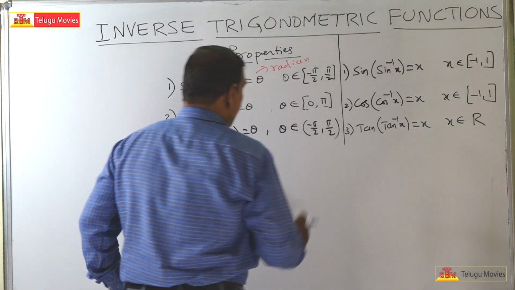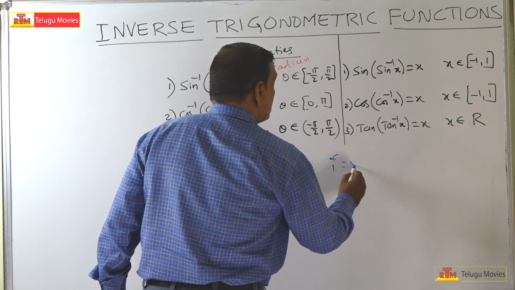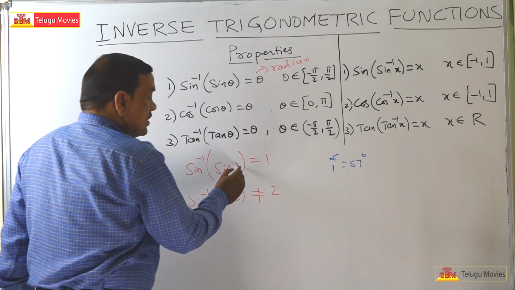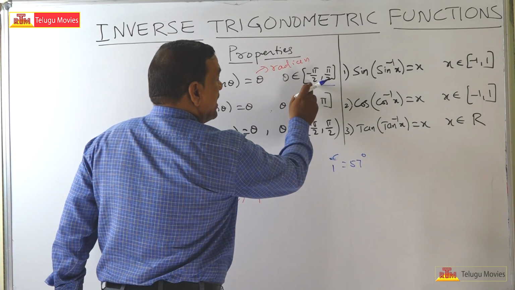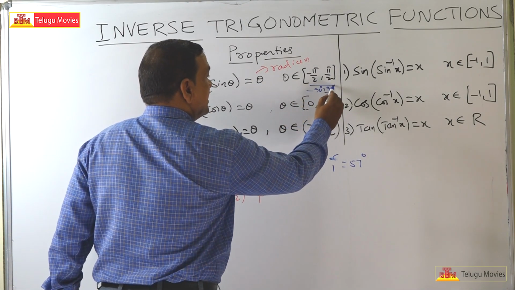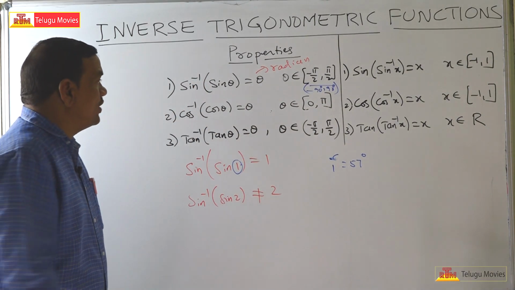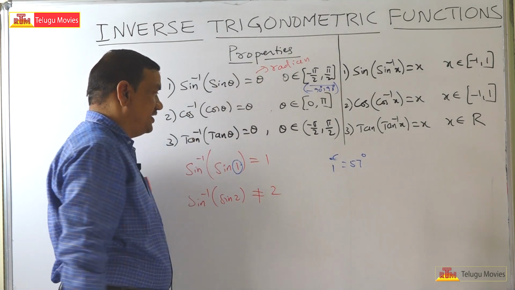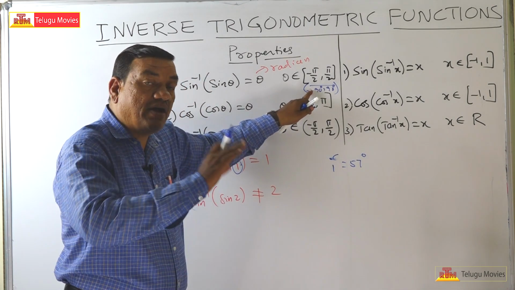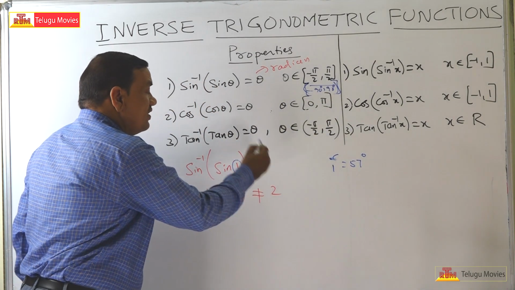1 radian means approximately 57 degrees 16 minutes. So here theta should belong to minus pi by 2 to plus pi by 2, which means minus 90 degrees to plus 90 degrees. The angle should belong to minus 90 degrees to plus 90 degrees. Then only sin inverse of sin theta will come as theta. Here 1 radian is about 57 degrees, so that lies between minus 90 and plus 90, of course the closed interval. Therefore, here as it is, 1 will come.